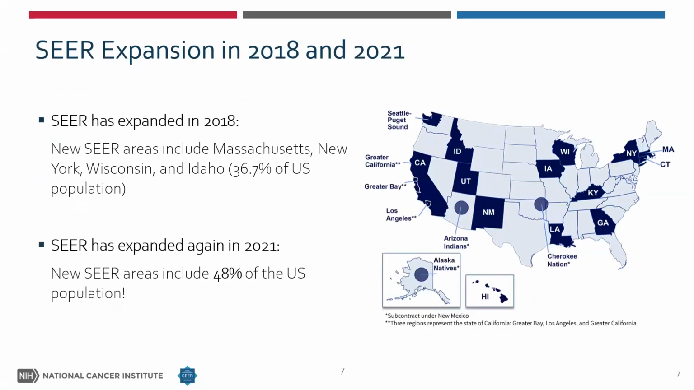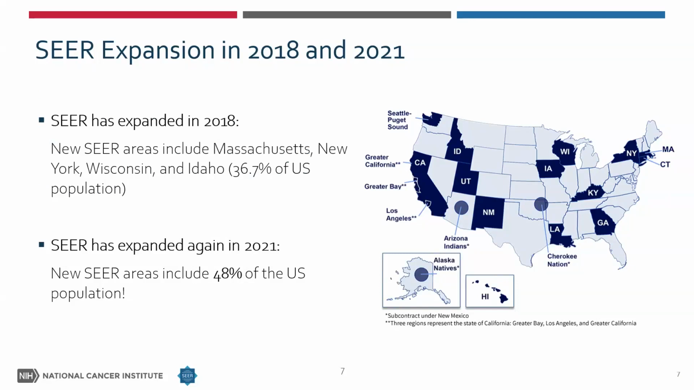And recently in 2018, we expanded again. With that, our coverage went up to 36.7% of the US population. And just this year, we have added on more registries. And with that, we are going to cover close to half of the US population.